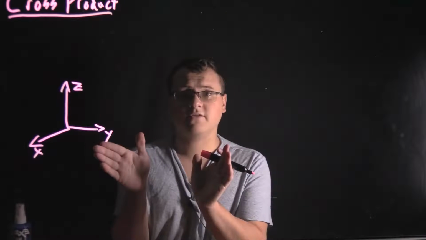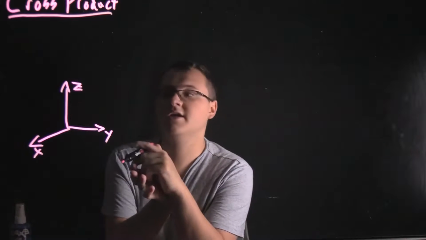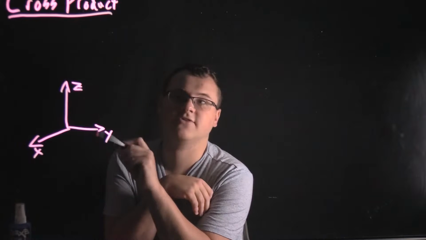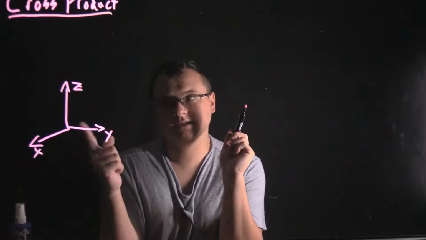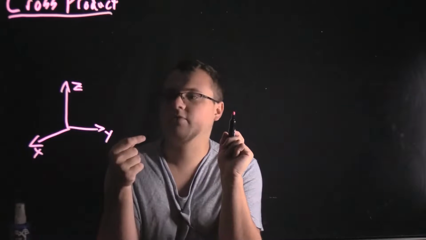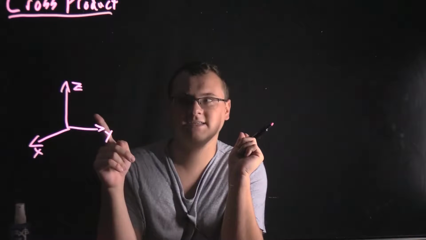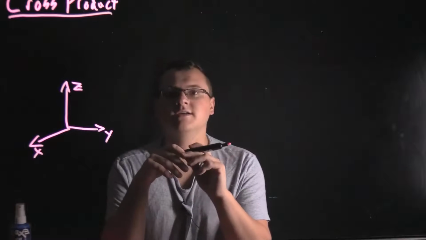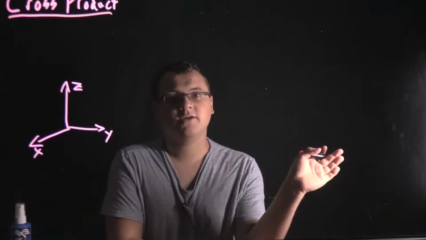Now, the most simple version of this would be, in this situation, the vector in the positive y direction, the vector in the positive x direction, and the vector in the positive z direction. The cross product of the x and y vectors is the z vector, because it's perpendicular to both, and the cross product of the y and z vectors is the x vector, and so on and so forth. So, how do we find the cross product?